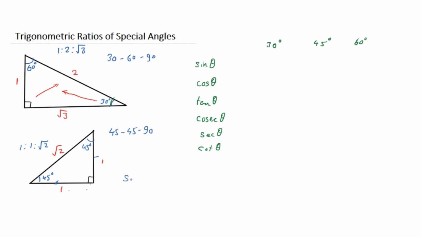Before we start calculating them, we should remember this rule of SOHCAHTOA, which means sine of an angle is opposite over hypotenuse, cos of an angle is adjacent over hypotenuse, tan of an angle is opposite over adjacent.